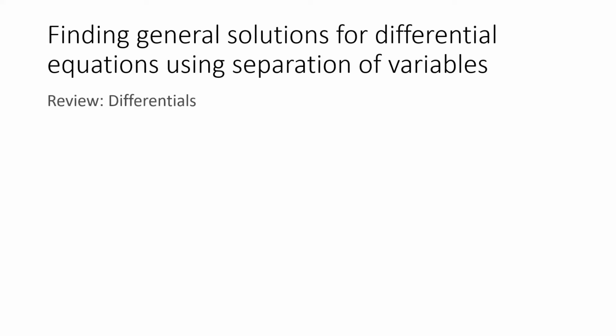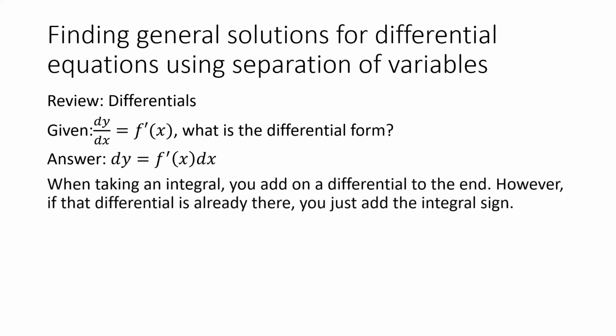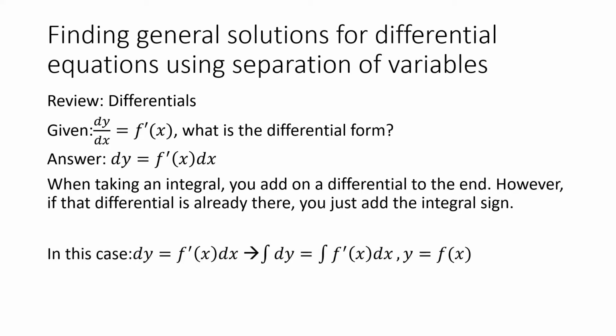Okay. Now, let's review real quick. Differentials. Given dy/dx is equal to f prime of x, what is the differential form? Really easy stuff. dy is equal to f prime times dx. Now, when you're taking an integral, you usually write integral sign, function, dx, right? However, this differential is already there, so you can just add that integral sign. So, dy is equal to f prime of x times dx. Smack that integral sign right in there. And then, carry it out. Really easy integration. y is equal to f of x. Makes sense. Plus some constant c. I forgot to add it in. My bad.